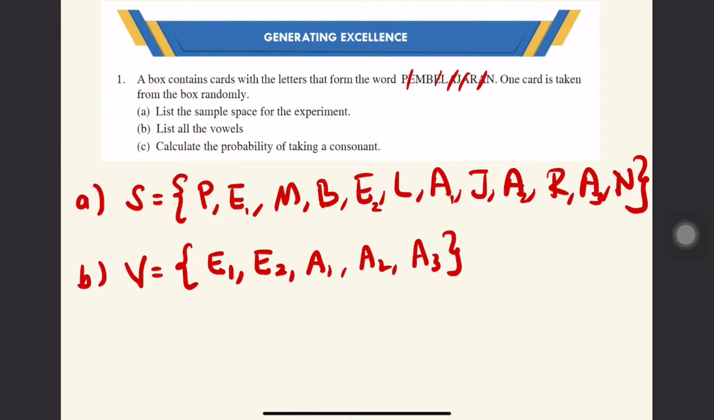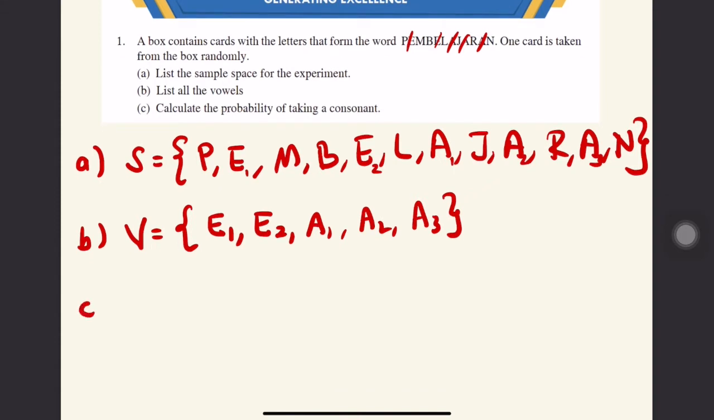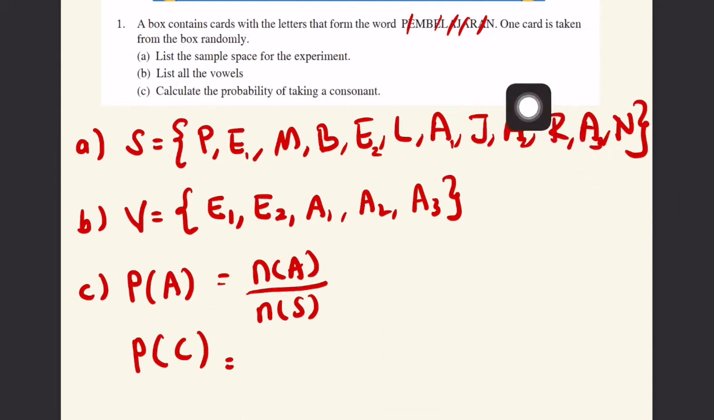Next, C, calculate the probability of taking a consonant. So we know that the formula for probability is P(A) equals number of A divided by number of sample space. So from here, for question 1, consonant, I write it as P(C), consonant. Over here you can calculate how many consonants.